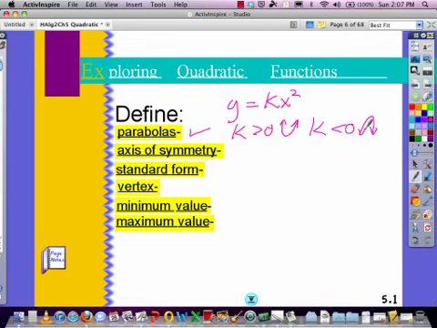Axis of symmetry. Think about your parabolas. Every single parabola that you draw that goes through 0, 0, has that line of symmetry that cuts your graph in half. Standard form we just talked about, a vertex. Every one of these parabolas has a vertex. That vertex can also be considered either its minimum or maximum value, depending upon the k value to start with. So there are some characteristics you should be familiar with about our parabolas, our quadratics, and how they're going to move on this x and y coordinate plane.